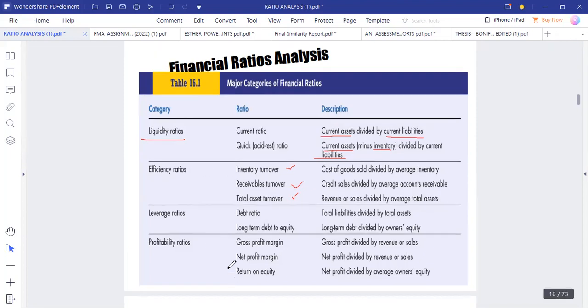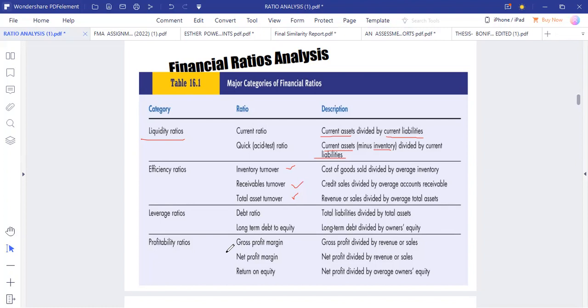Then we also have the leverage ratios. These look at how much the firm is financed by debt. So under this, we're going to look at the debt ratio, which is simply the total liabilities divided by the total assets, and the long-term debt to equity ratio, which is given by long-term debt divided by the owner's equity.